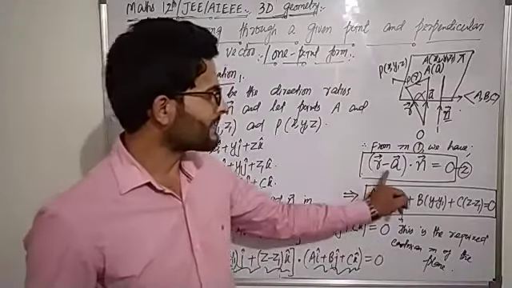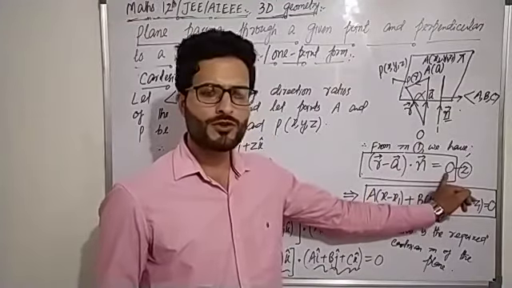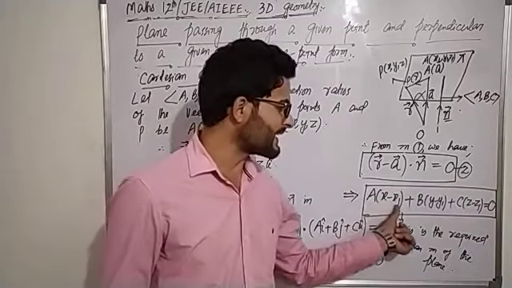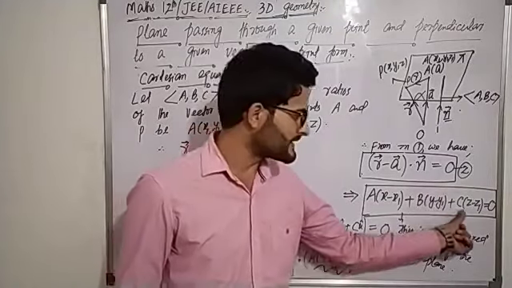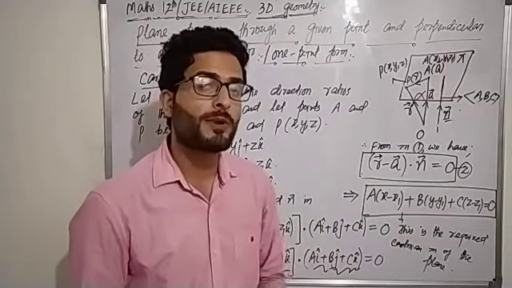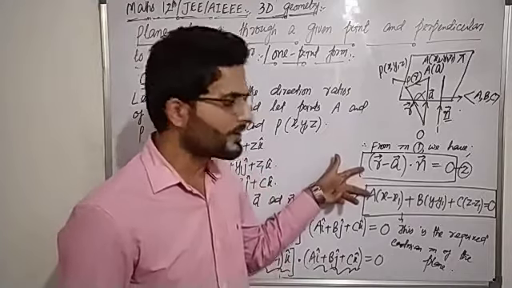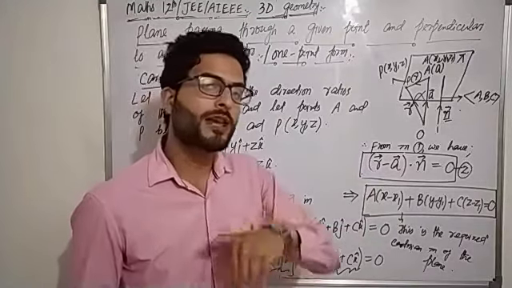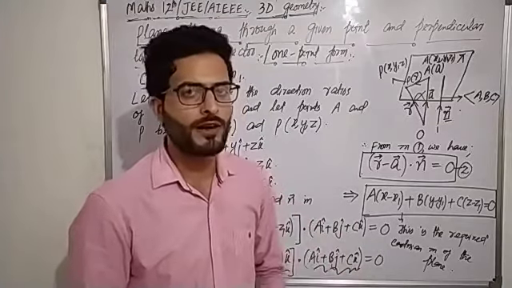So r vector minus a vector dot n vector is equal to 0 is the vector equation of a plane in one point form, and a into x minus x1 plus b into y minus y1 plus c into z minus z1 is equal to 0 is the Cartesian equation of the plane in one point form. So both are equations of a plane in one point form, meaning equation of a plane passing through a given point and perpendicular to a given vector.